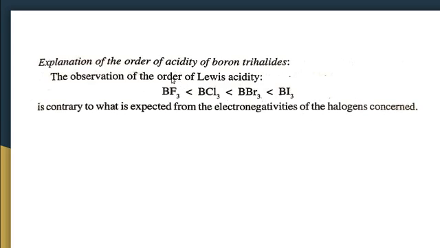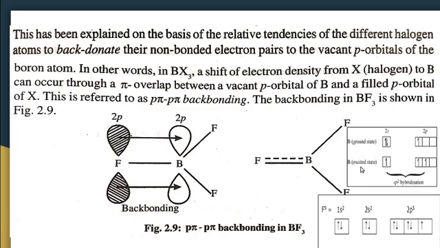Based on the electronegativity, we expected high Lewis acidity for BF3 and low Lewis acidity for BI3. But the observed Lewis acidity order is the other way: BF3 has low acidity and BI3 has high acidity. The reason we will discuss in the next slides. Now we are going to explain why the Lewis acidity varies in the reverse order. This has been explained on the basis of the relative tendency of the different halogen atoms to back-donate their non-bonded electron pairs to the vacant p orbitals of the boron atom.